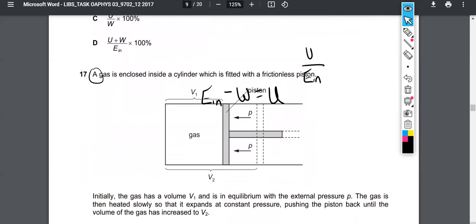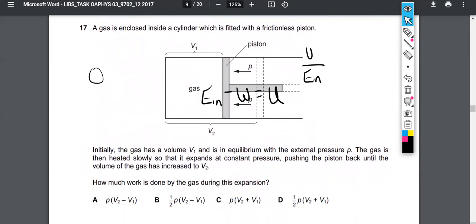All right, moving right along here. A gas is enclosed inside a cylinder, which is fitted with a frictionless piston. Initially, the gas has a volume V1 and is in equilibrium with the external pressure P. The gas is then heated slowly so that it expands at a constant pressure, pushing the piston back until the volume of the gas has increased to V2. How much work is done by the gas during this expansion?